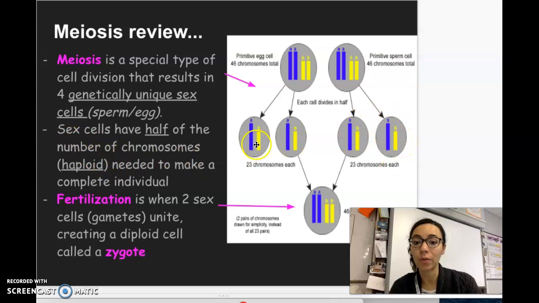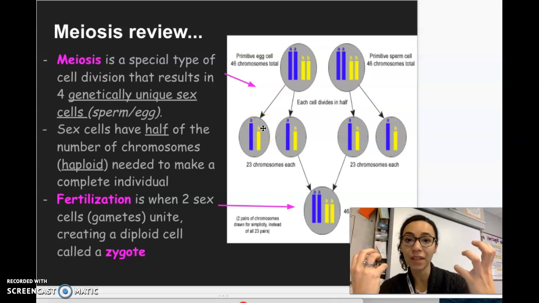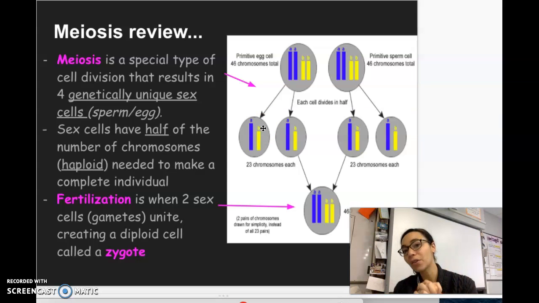Okay, so that way when we have half of the cells needed for an organism in a sperm, half in an egg, when they come together through fertilization, we end up with a diploid cell, which is also called a zygote. So that it has the full complete number of chromosomes that make up an individual. So that was a little bio review.